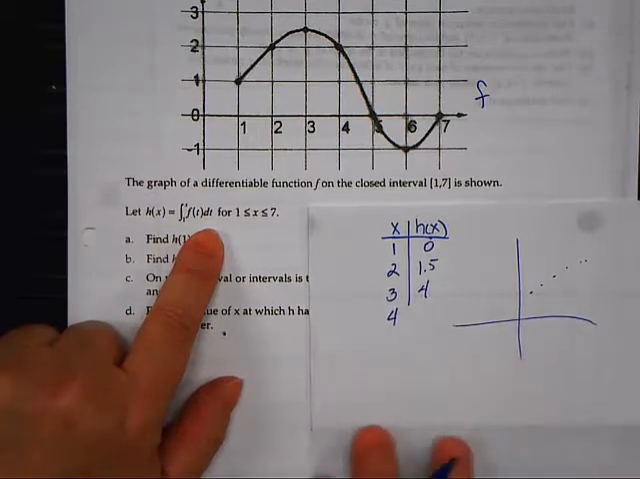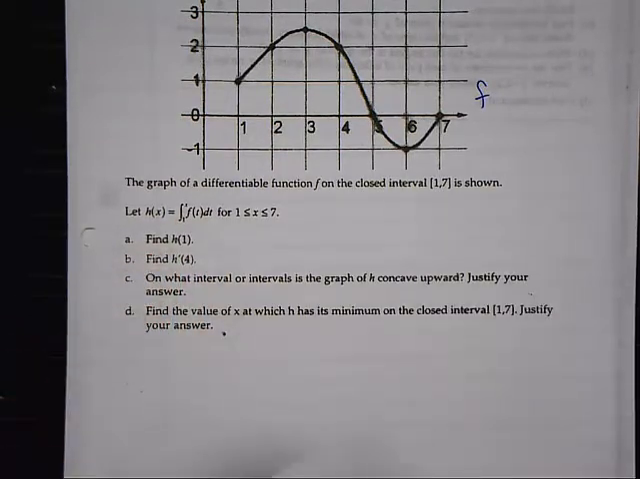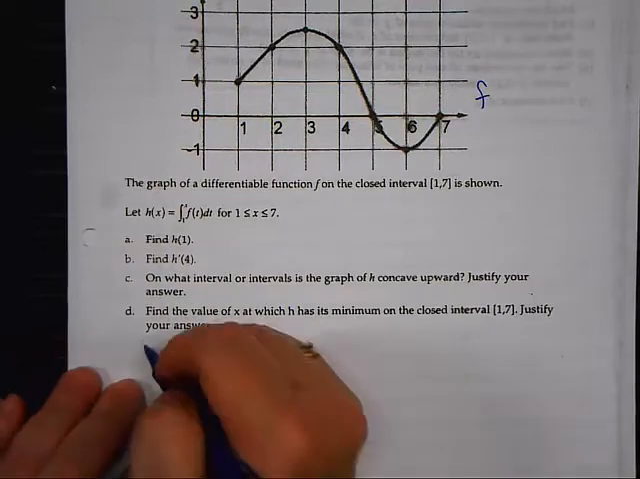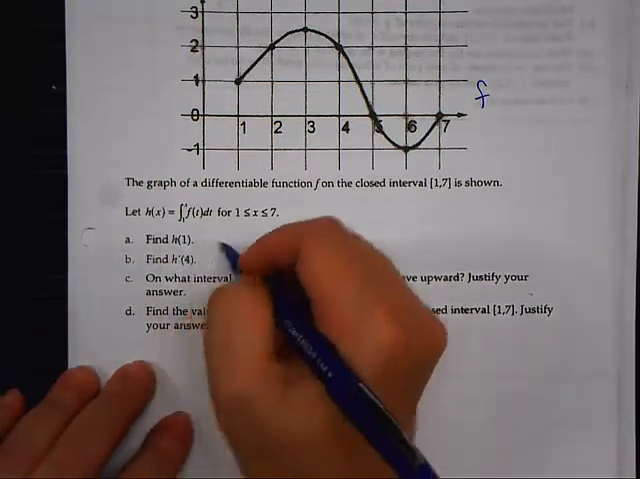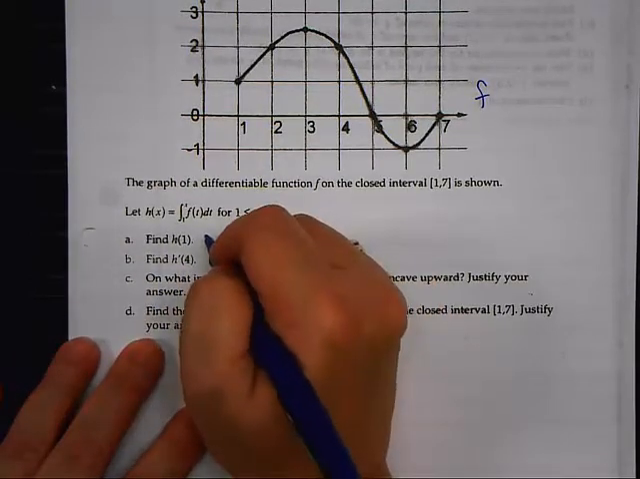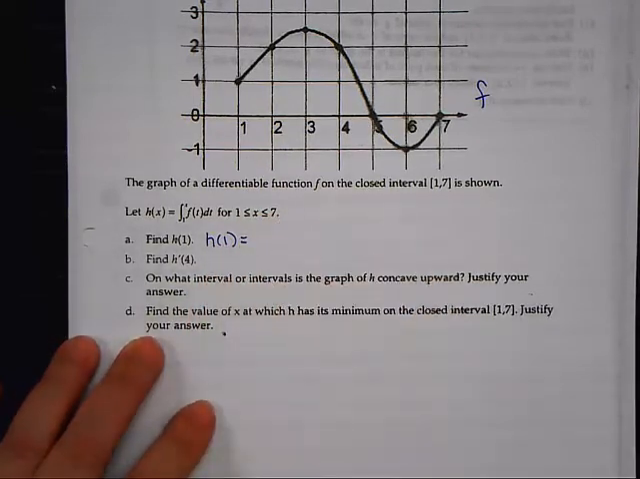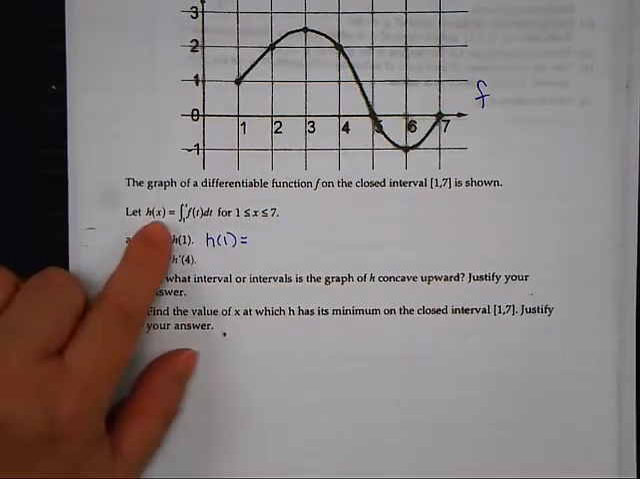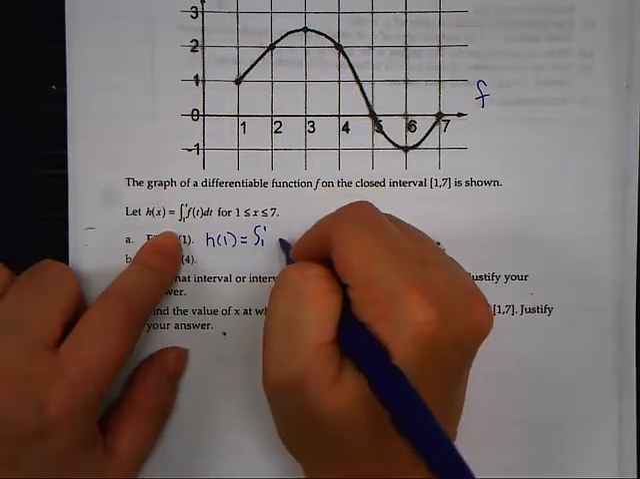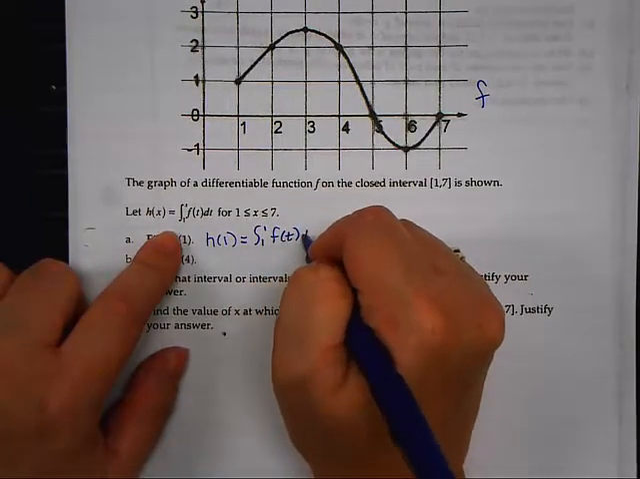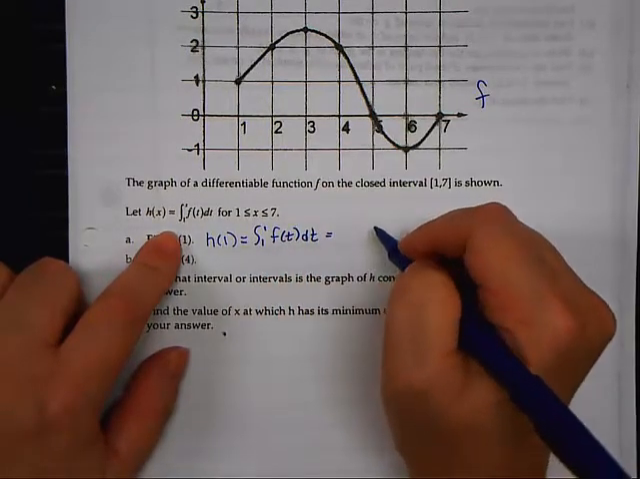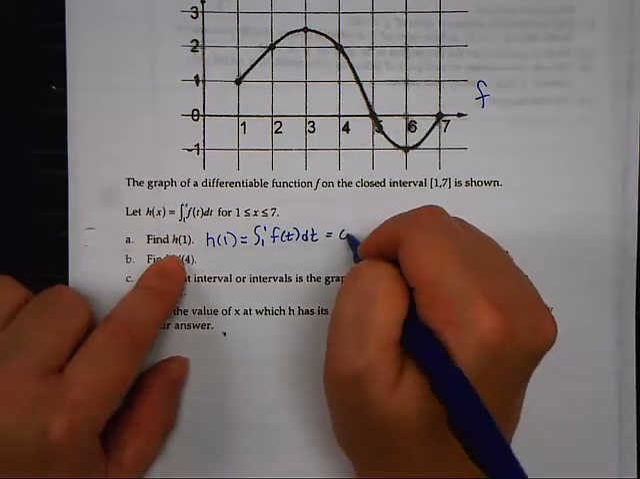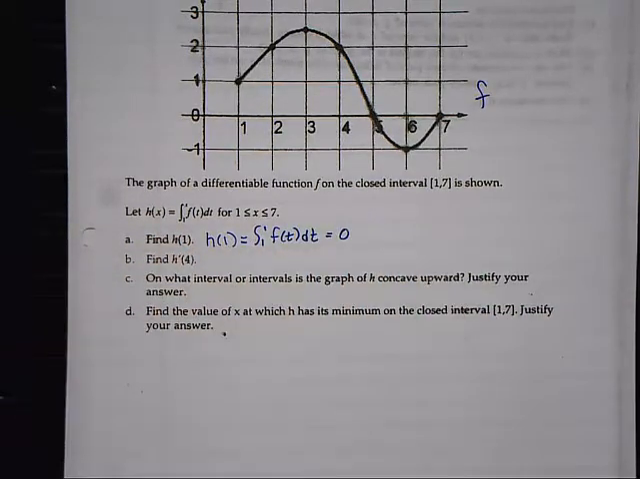Okay? So let's start answering the questions they're asking about h. We're going to do these. Some of them we can fit in here, some we're going to have to do at the bottom. So we just did this. What is h of 1? It is the area from 1 to 1 under f. And we said that was equal to what? 0. So find h of 1. h of 1 is 0. Usually if it asks you to find h of something, you're going to need it later.